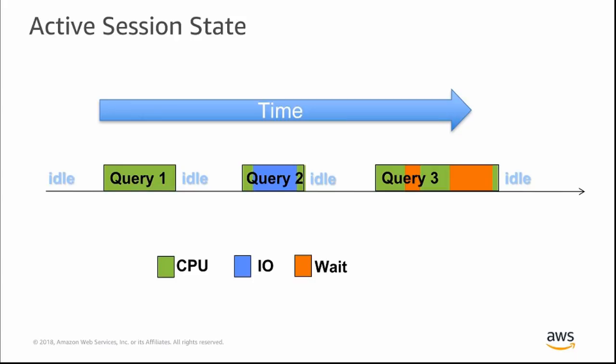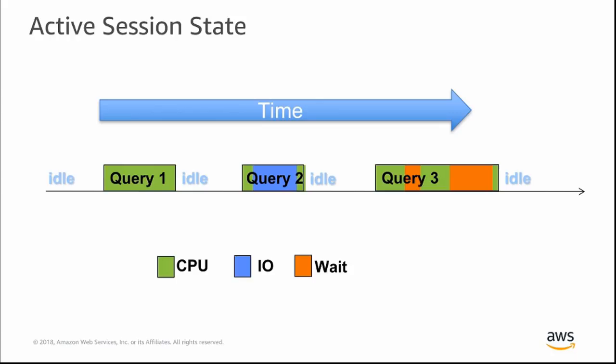So for the first query, it comes in, and we start running on the CPU, and we continue to run on the CPU the whole time until the result set is returned to the user. For the second query, we come in and run some CPU. Then we have to wait for some I/O off disk to get some more of the data to process, run some more CPU, and then we return our result set.